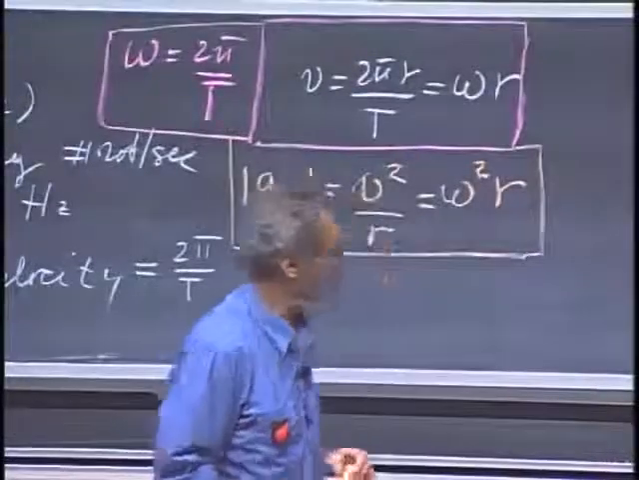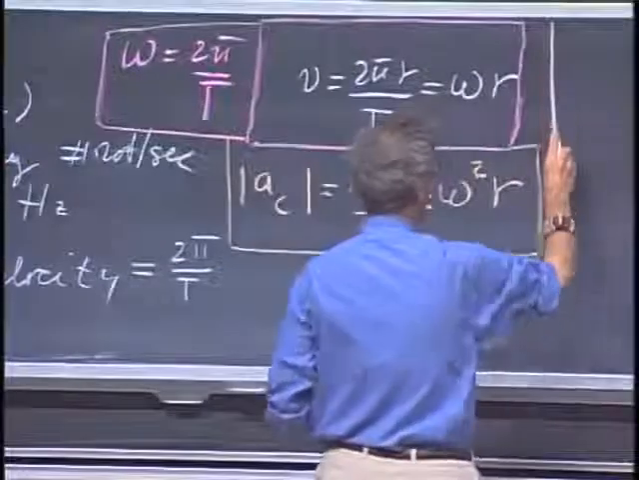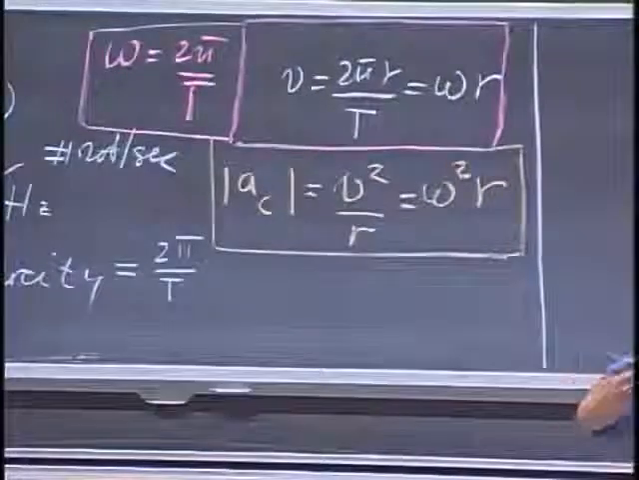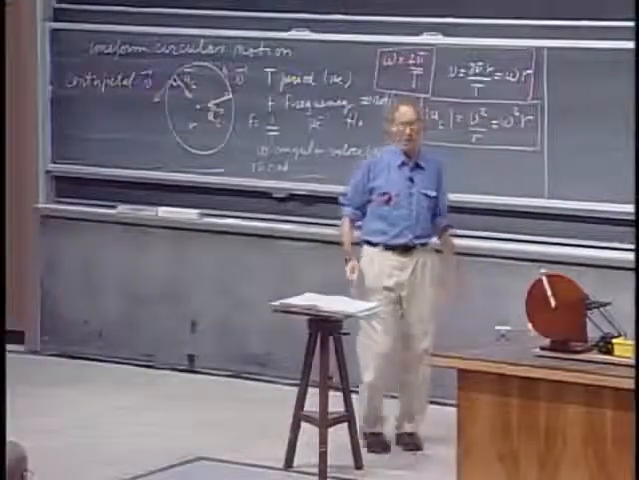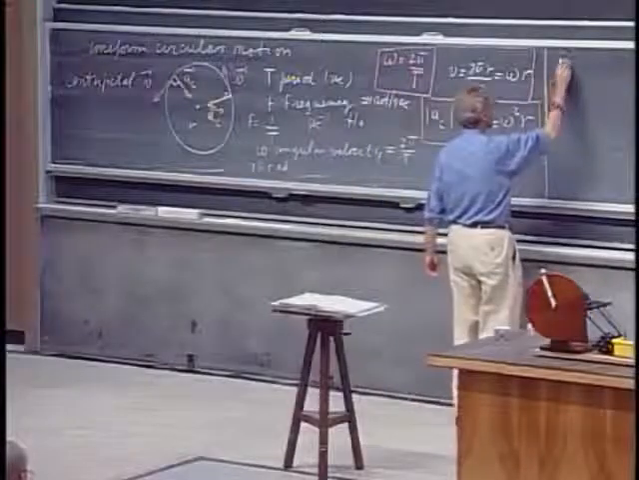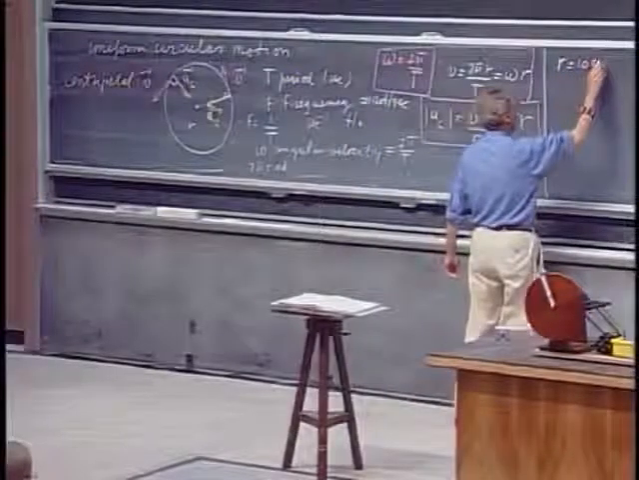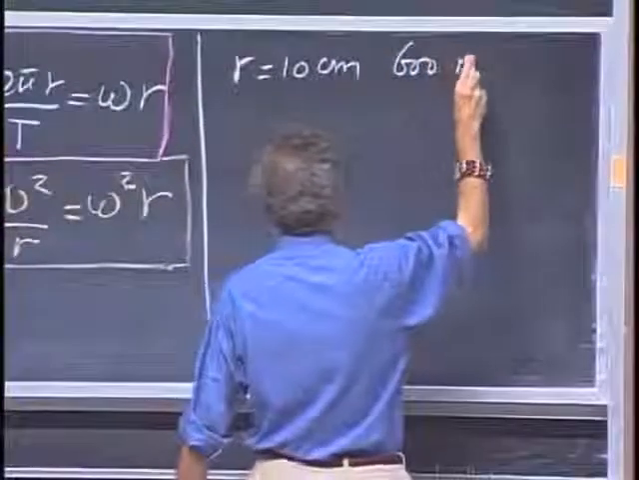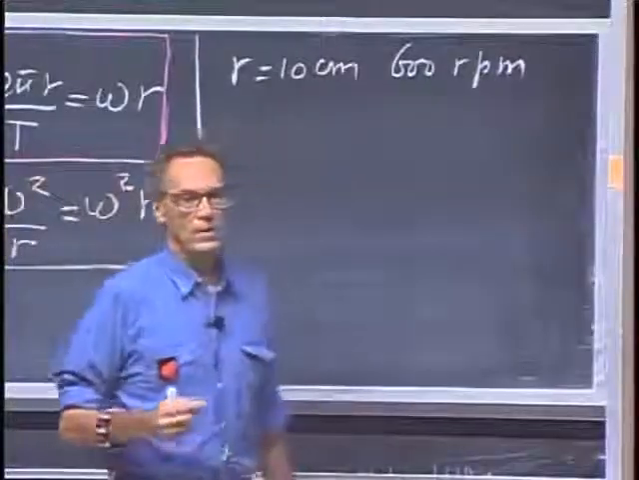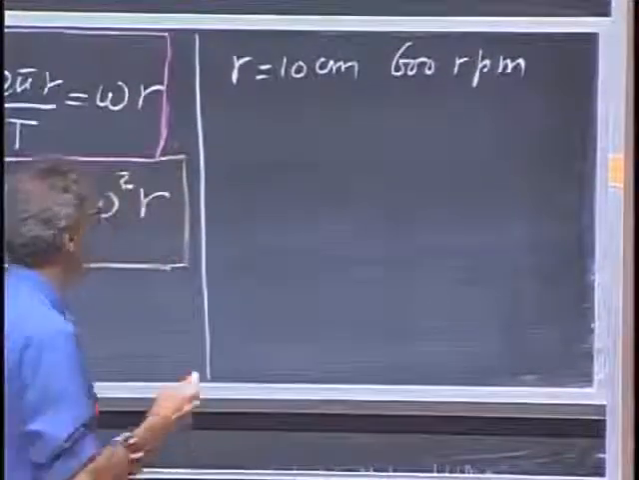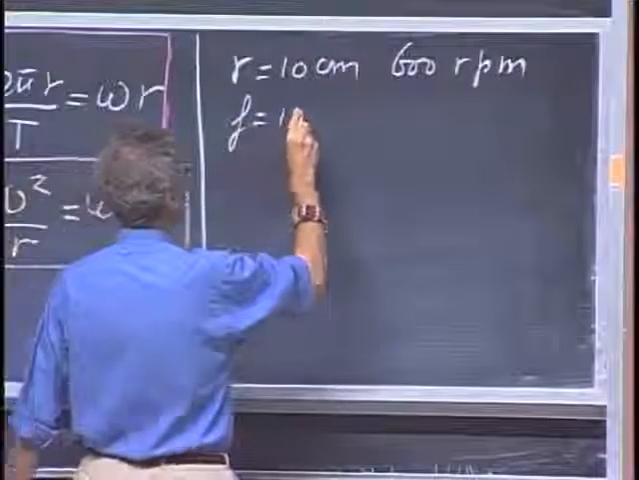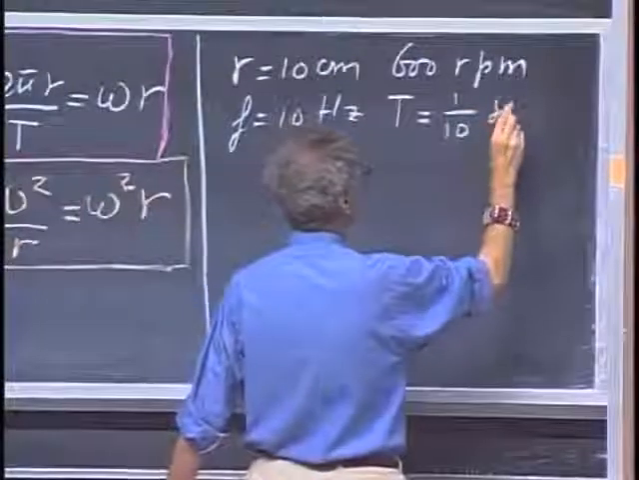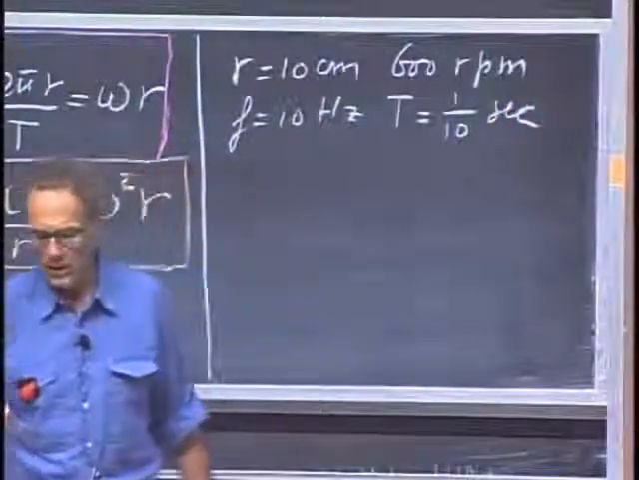We can have a simple example. Let's have a vacuum cleaner, which has a rotor inside, which scoops the air out or in, whichever way you look at it. And let's assume that the scoops have a radius r of about 10 centimeters, and that it goes around 600 revolutions per minute, 600 RPM. 600 RPM would translate into a frequency f of 10 hertz. So it would translate into a period going around in 1/10 of a second.